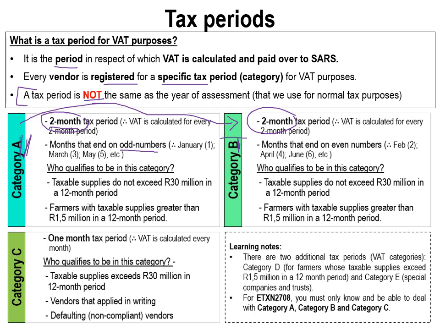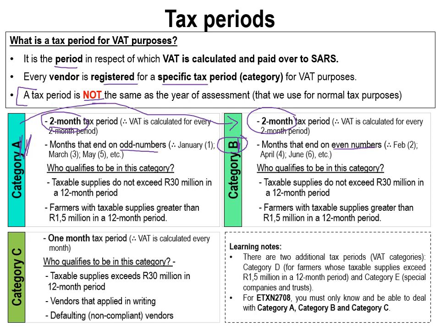Category B VAT vendors, on the other hand, also account for VAT every 2 months, but for months that end on even numbers. So February is the 2nd month, 2 is an even number. April is the 4th month, 4 is an even number. June is the 6th month, 6 is an even number. So a category B VAT vendor will account for VAT for January and February. That is their tax period. March, April, that's another tax period for that vendor. So the biggest difference between category A and category B lies in which month they end.